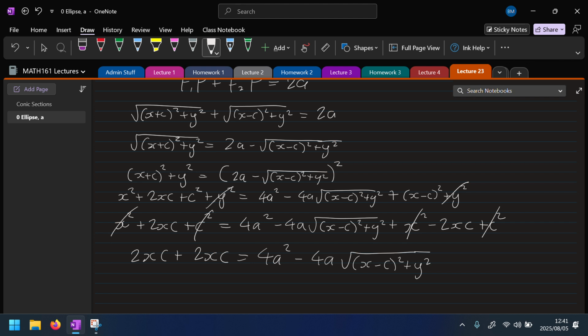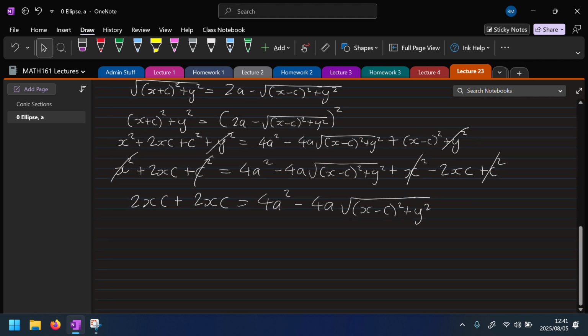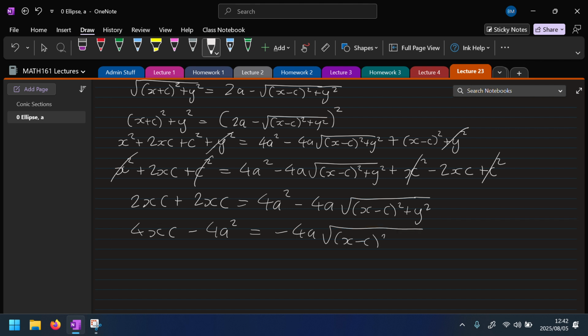Okay, so we've got this root again. So we're going to have to do another squaring on both sides to get rid of that. So let's take the 4a squared over, and then we can square both sides again. So we're going to have 4xc, adding those two together, minus 4a squared is equal to minus 4a root x minus c squared plus y squared. Okay, so we have something like that. Let's leave the 4a on that side. We don't want to work with any fractions just yet. So let's just square both sides as is, and that will get rid of the roots.